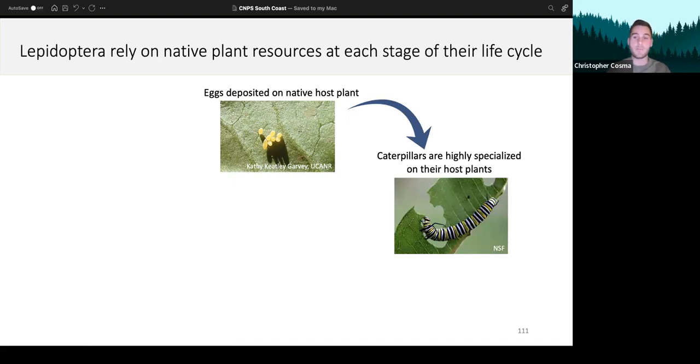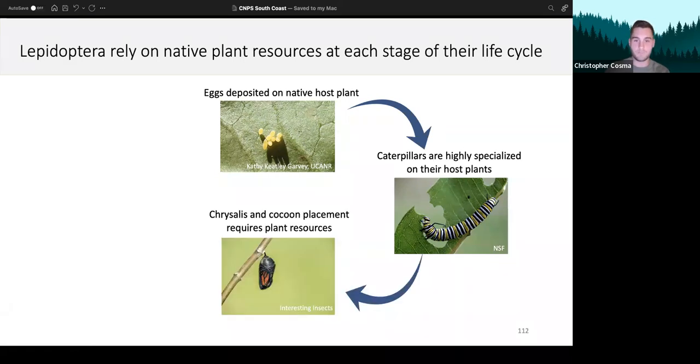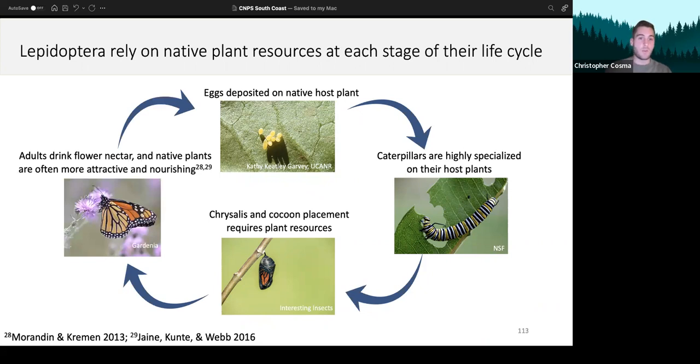Our caterpillars, again, are often highly specialized due to those coevolutionary relationships on their host plants. Even things like the placement of chrysalis and cocoons benefits from diverse native plant resources. And then, of course, we have our adults, our adult butterflies and moths, which visit flowers for nectar, and in doing so, help pollinate those plants. And there've been studies showing that native plants, as opposed to our ornamental introduced plants, are often more attractive to butterflies and moths, and often also more nourishing to them. So they provide better nutritional content for these species.